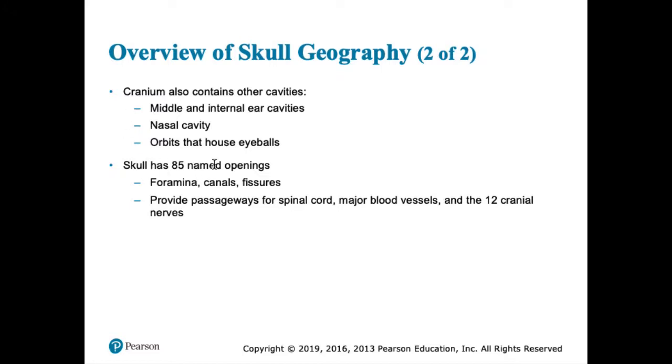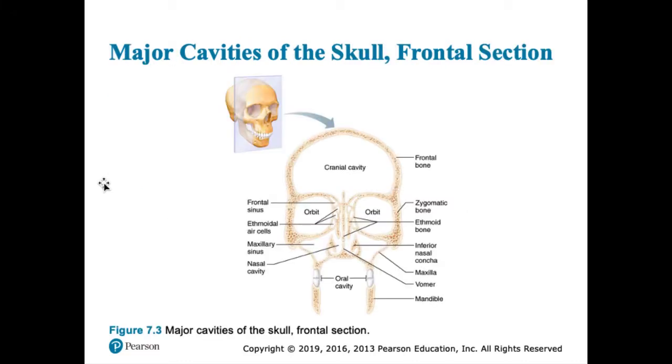The skull has 85 named openings. So that's a lot, right? The foramina, the canals, and the fissures provide passageways for the spinal cord, the major blood vessels, and the 12 cranial nerves, which you get to learn later. So the major cavities of the skull, you can see those. Make sure that you understand each of those cavities.